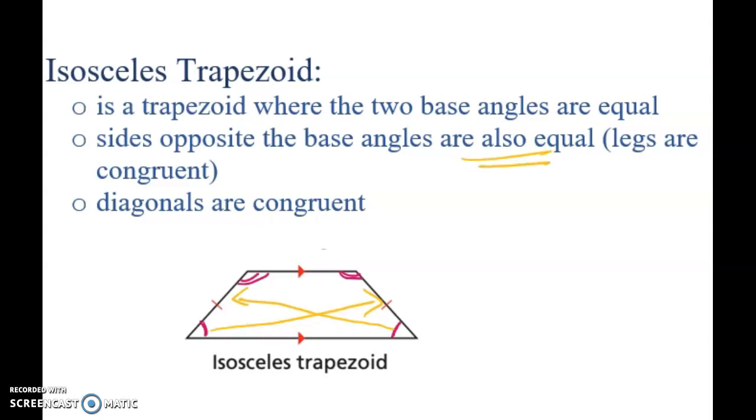they will be equal. And another important piece of information that is not given in this diagram is that if it is an isosceles trapezoid, then the diagonals will be congruent to each other. That is extremely important.